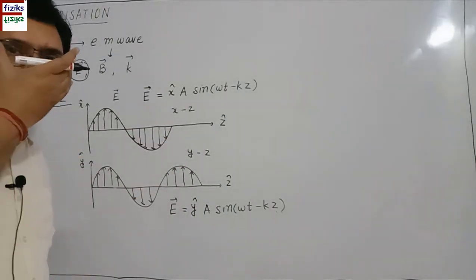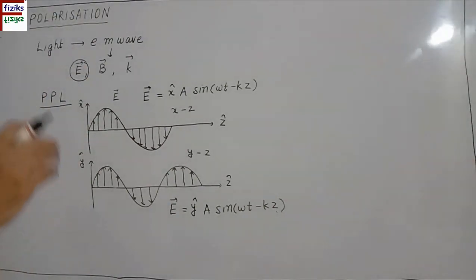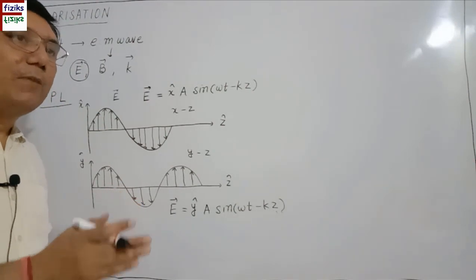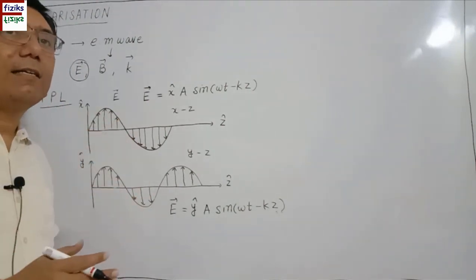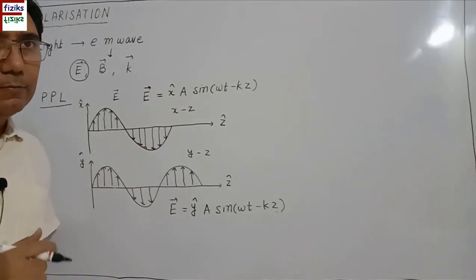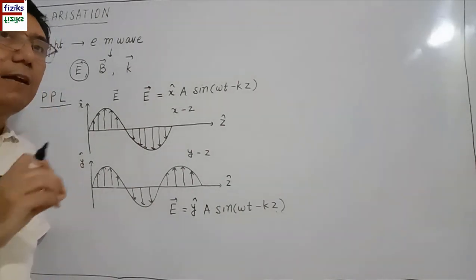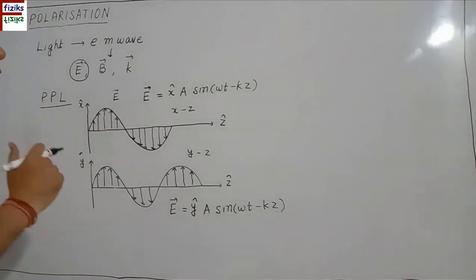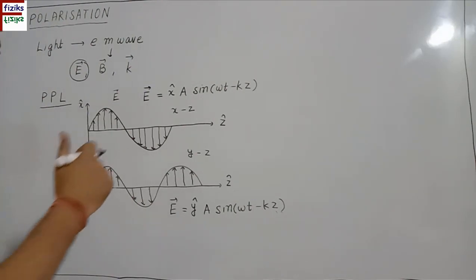So now we can define plane polarized light. Basically plane polarized light is an electromagnetic wave in which all the electric vectors are confined in a particular plane. So these electric vectors are restricted to oscillate in a particular plane. Now question arises, how we will denote these plane polarized light.